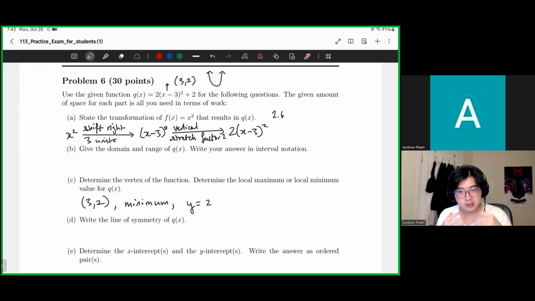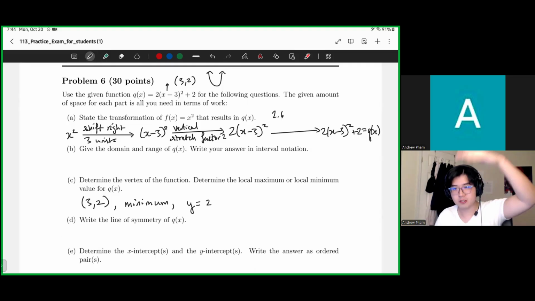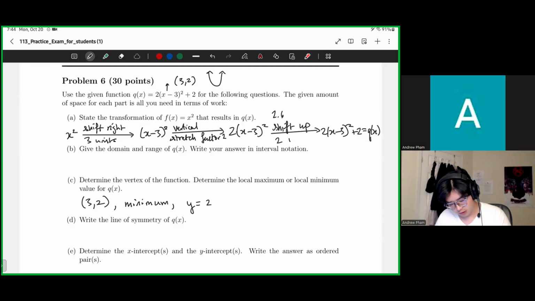It's a stretch because the number in front of the square term, 2, is larger than 1. If it was less than 1, it would instead be a shrink. So bigger than 1 is a stretch, less than 1 is a shrink. And the last thing to account for is, of course, the 2 being added. So I go to this, which is precisely the definition of Q. This addition of 2 means you're pushing your function up 2 units. So shift up 2 units. And there we go. Transformations.